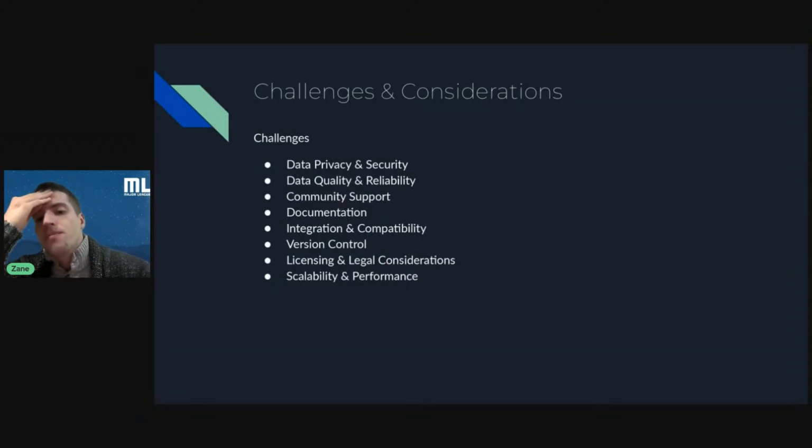There's community support. Especially for open source tools and libraries, relying on open source may mean limited official support. So data scientists often depend on community-driven forums and resources for troubleshooting and problem solving. Documentation. Creating documentation is a task in and of itself. Lacking comprehensive documentation can make it challenging for new users to understand and use tools effectively.